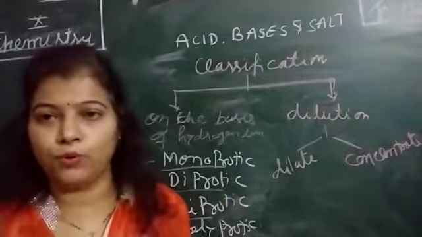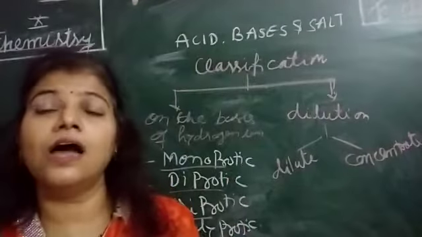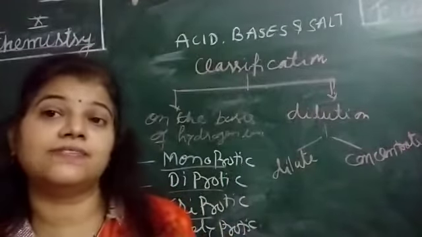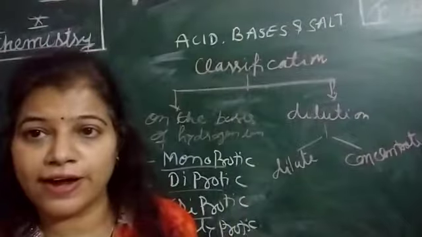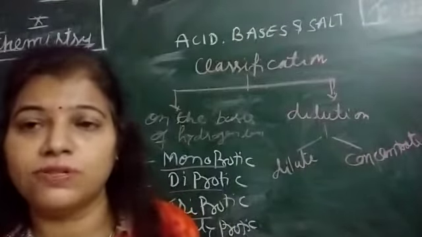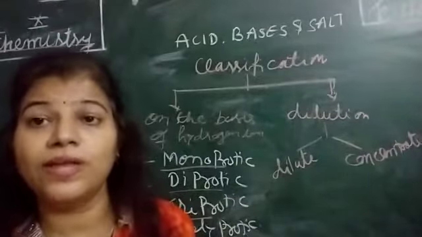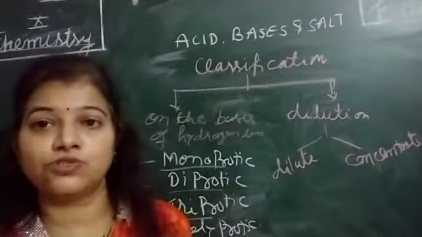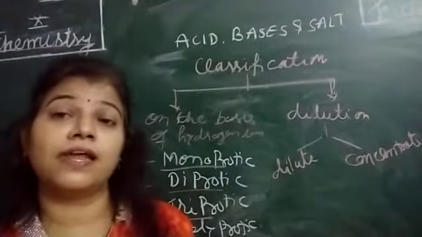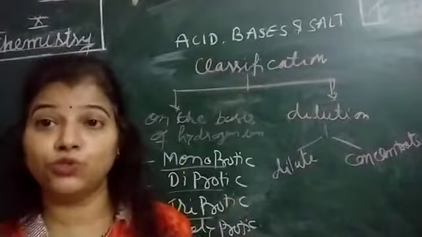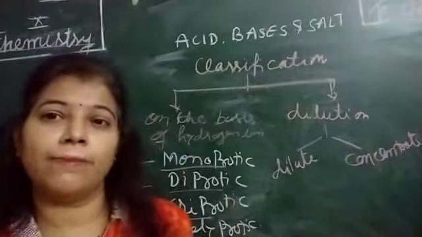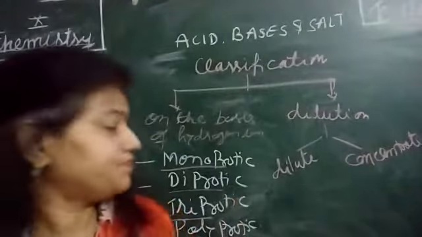Now come to the diprotic. The word di means 2. So the acids which give 2 moles of hydrogen ions, or which furnish 2 moles of hydrogen ions in the given aqueous solution. The example of these is H2SO4, it has 2, right? So just remember, those which have 2 hydrogen ions.